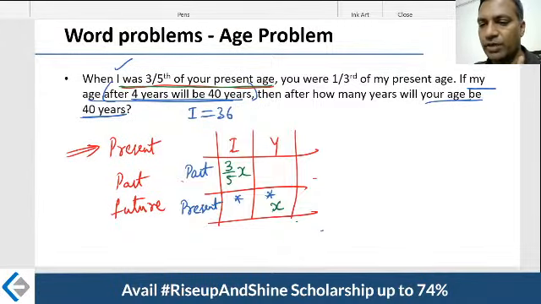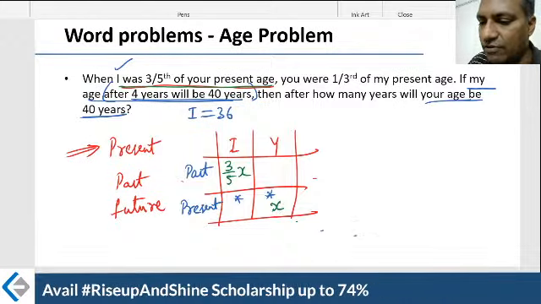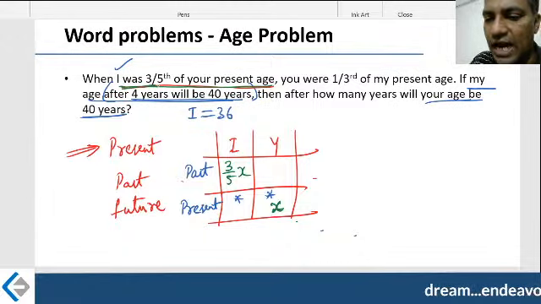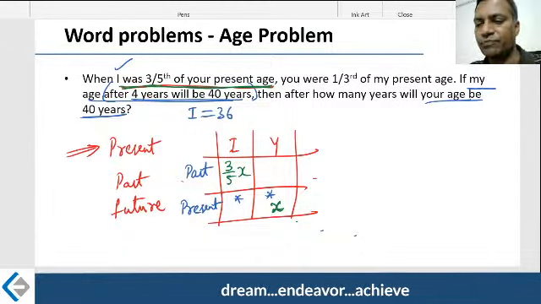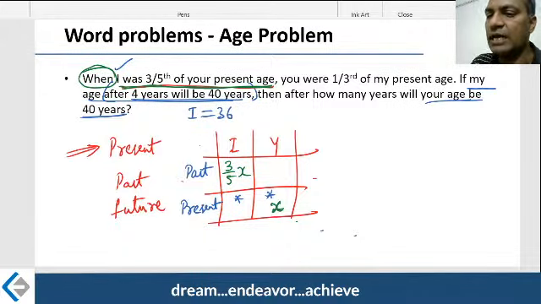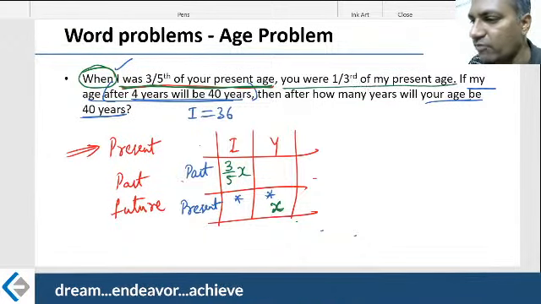First portion: assume that in the present, the age of Y is X years. Now relate with this statement: I was 3/5 of your present age. Therefore, you write it as 3/5 times X. When? At the same point in time, because it's related with when. Condition, right? When you were at this point in time, you were 1/3 of my present age.